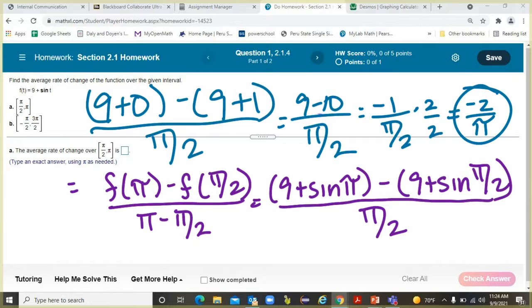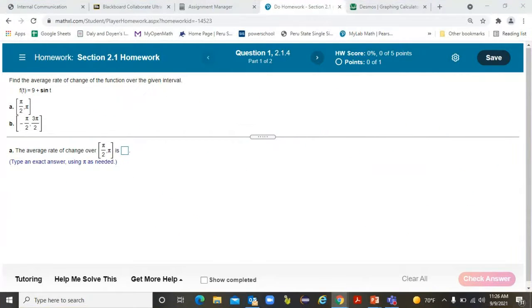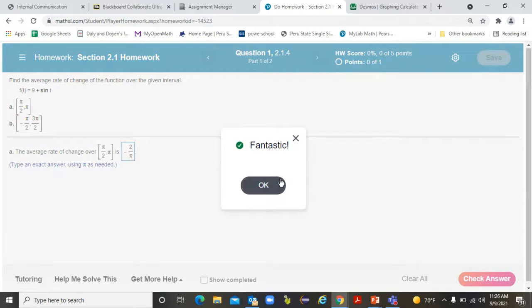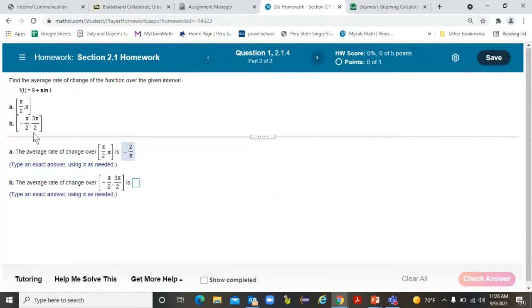And again, that's just the slope of the secant line, change in y over change in x, where the starting point is pi over 2 and the ending point is pi. So we're just going to put in -2 over pi somewhere right here, and it should be fine leaving it like that. The second one is just very similar. It's always the starting point, ending point. So you would do f of 3 pi over 2 minus f of -pi over 2, divided by 3 pi over 2 minus the -pi over 2.